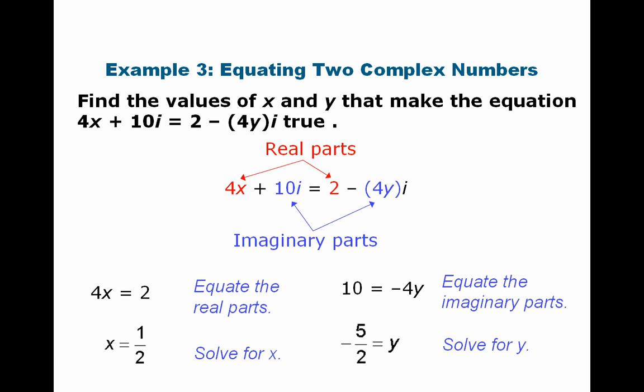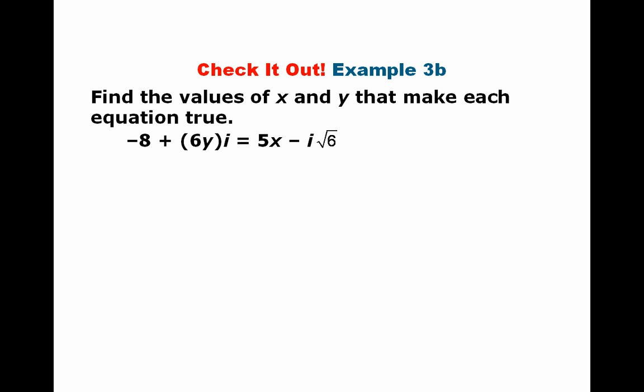So in order for 4x plus 10i to be equal to 2 minus 4y times i, the real parts must be equal as we solved on the left, and the imaginary parts must be equal as we solved on the right. So let's look at another example.